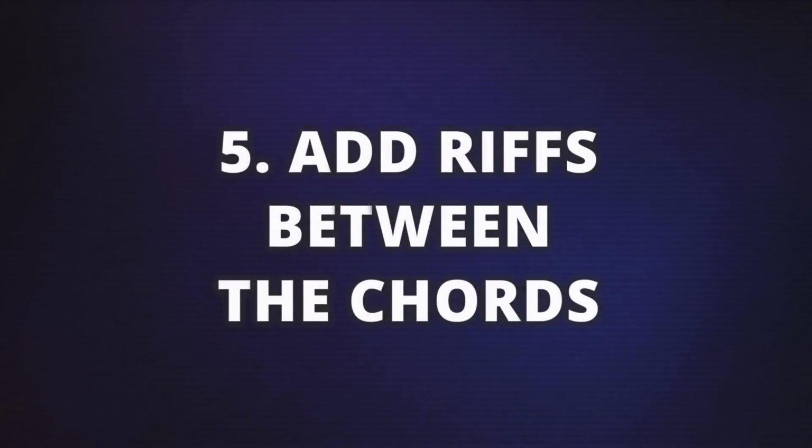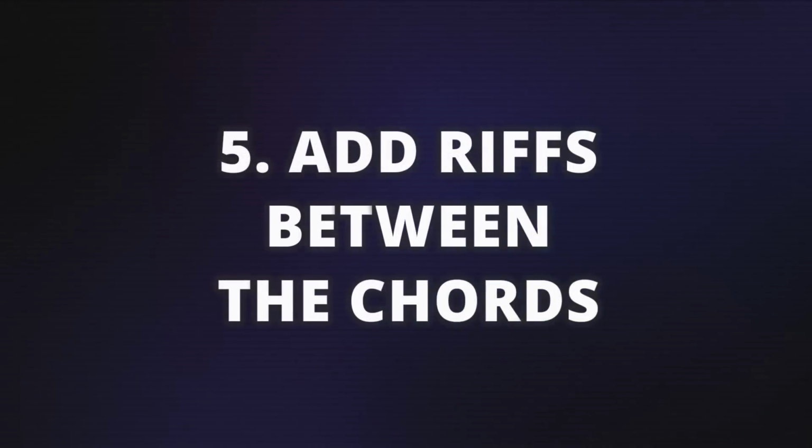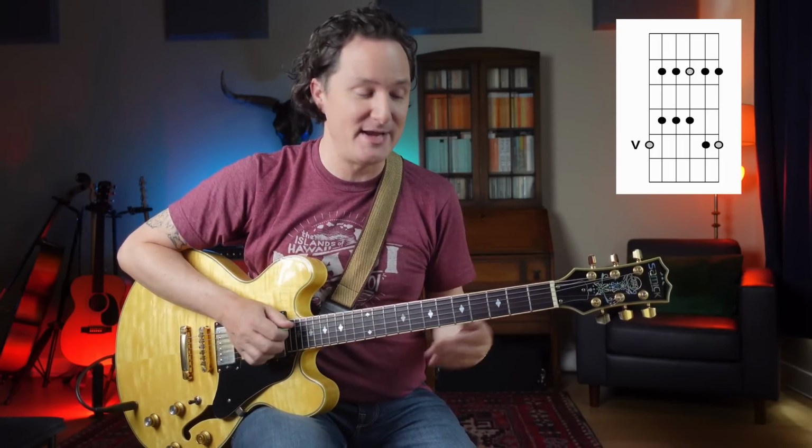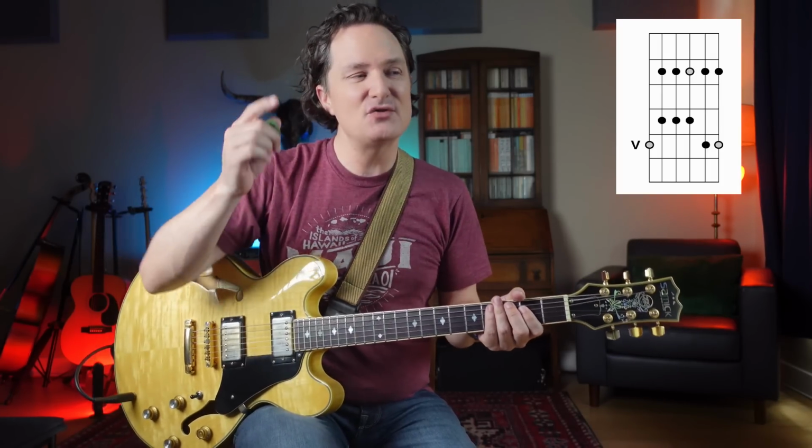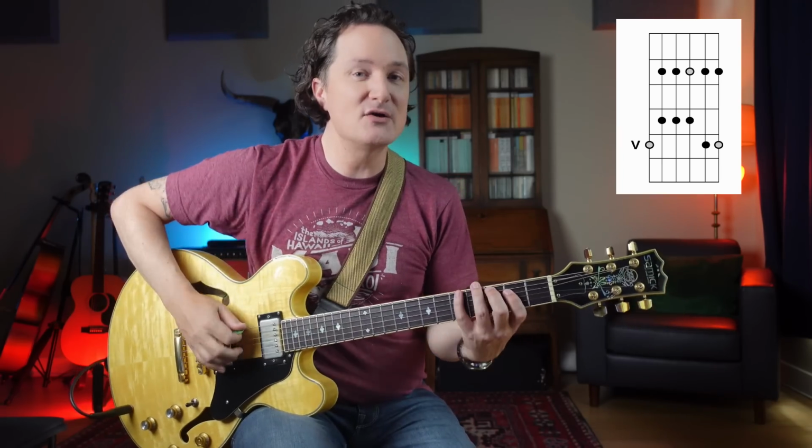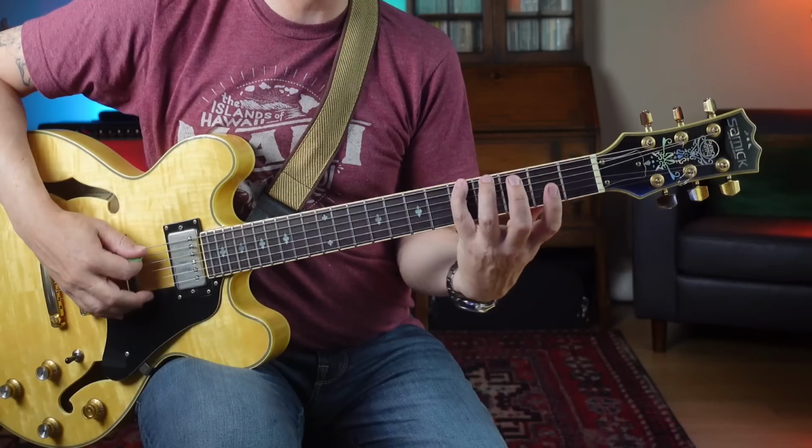Number 5, don't just play chords. Add some riffs in between the chords to connect them, make them more interesting. Now we gotta know what the appropriate pentatonic scale shape is. In this case, we could use a little bit of A major pentatonic, and let's throw in a little blue note, why not? So A major pentatonic would be here, right?